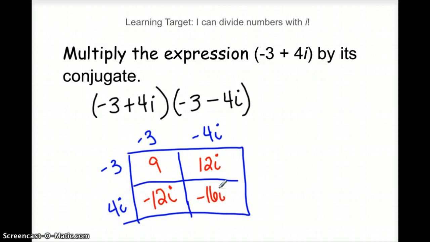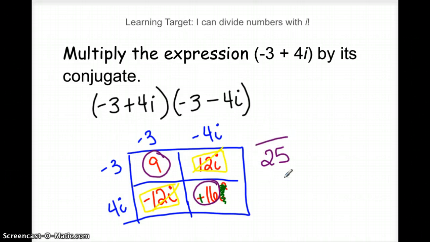And there are 2 i's, so i squared. But remember, never leave an i squared. Scribble it out and change it to a plus 16. So I want to add my like terms. Add the 9 and the 16 together. What would that be? 25. And then I'm going to add the 12i with the -12i. Holy cats, they're going to cancel. So I'm just 25. That's my answer.